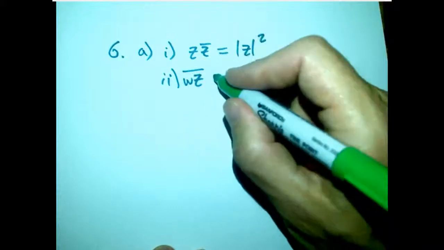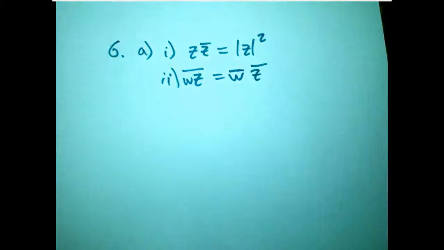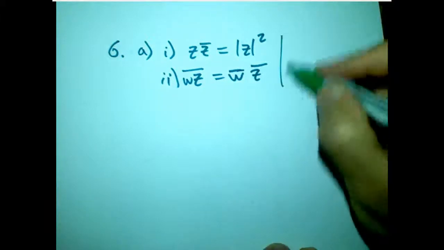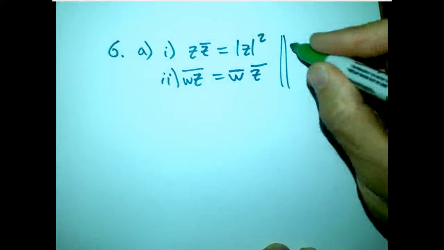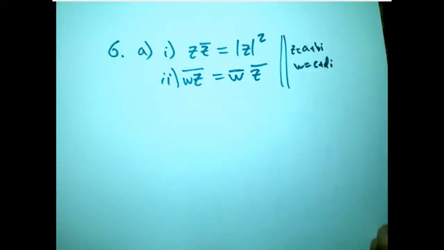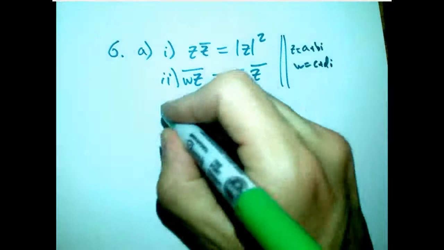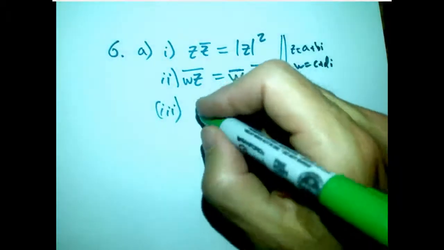The bar of a product is just the product of the bars. These are direct computations. Just write out z equals a plus bi, and w equals c plus di, and check both sides. But they are really nice because now they start to really pay off dividends.